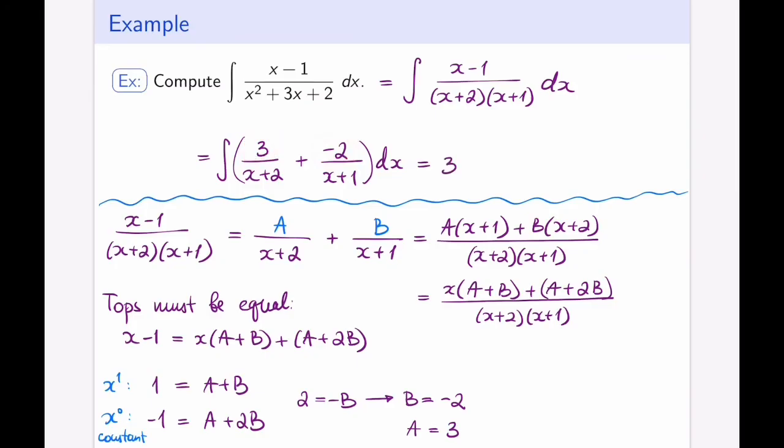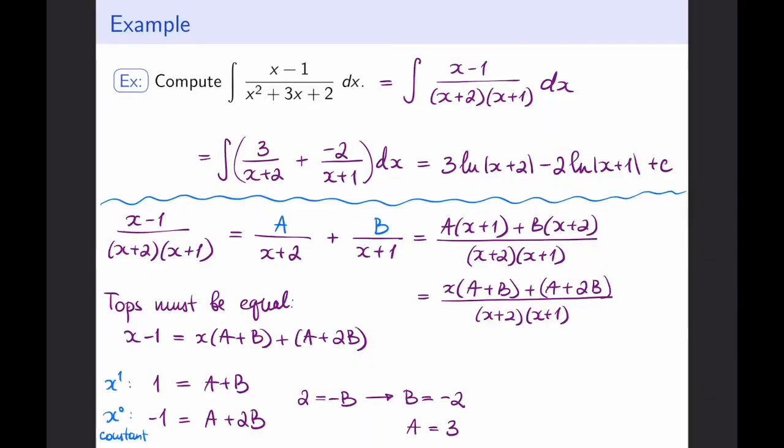altogether, the result of my integration will then be 3 times the antiderivative of 1 over x plus 2, which is just ln of x plus 2, minus 2 ln of x plus 1 plus a constant. So notice that in this example, the approach is exactly the same. We break up the fraction into as many pieces as needed that are all simple, and then we're able to integrate it one at a time.